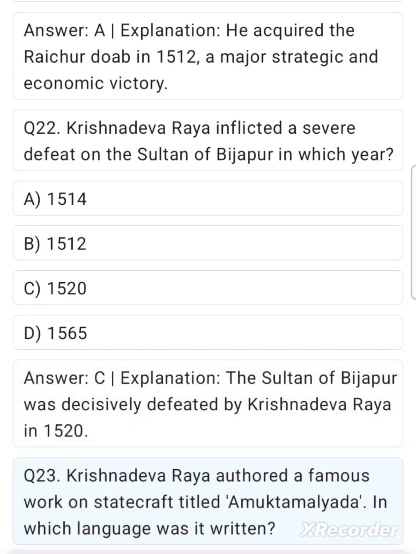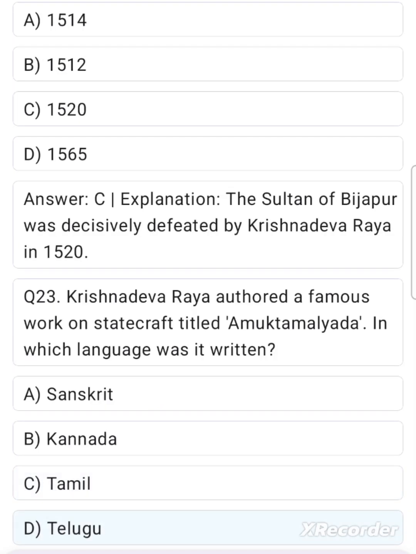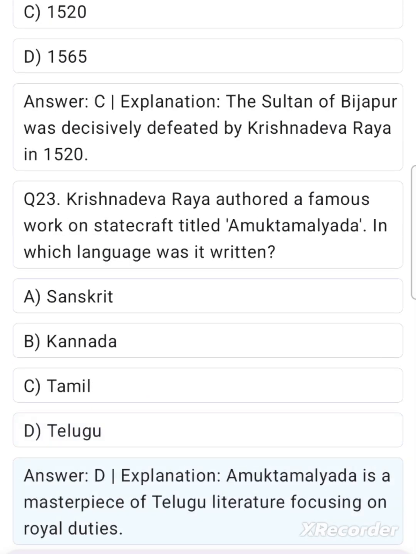Q23. Krishnadeva Raya authored a famous work on statecraft titled Amuktamalyada. In which language was it written? A. Sanskrit. B. Kannada. C. Tamil. D. Telugu. Answer. D. Explanation. Amuktamalyada is a masterpiece of Telugu literature focusing on royal duties.